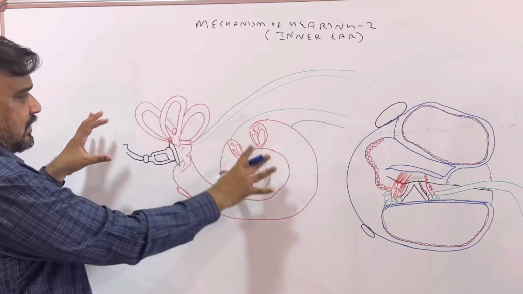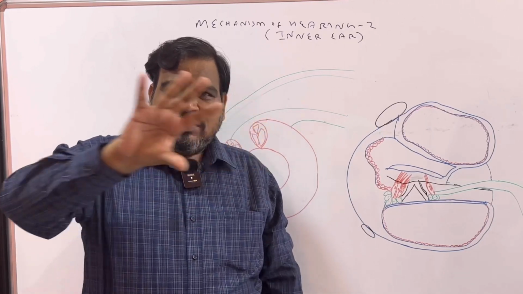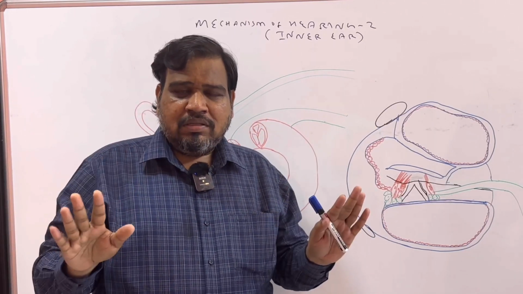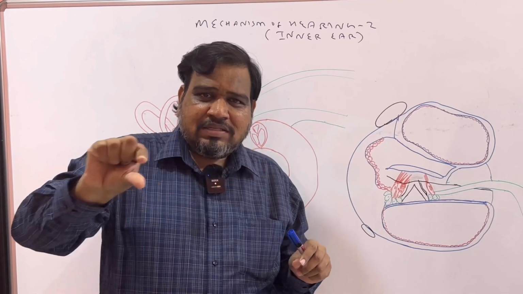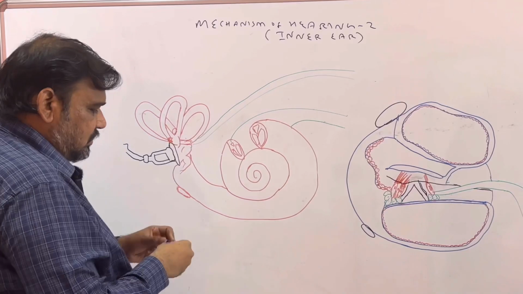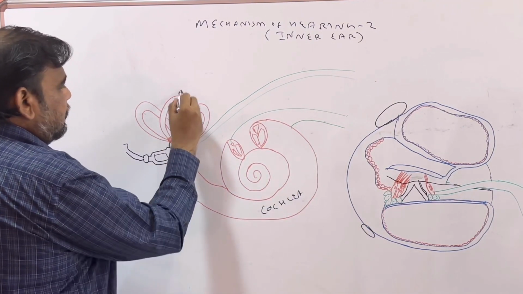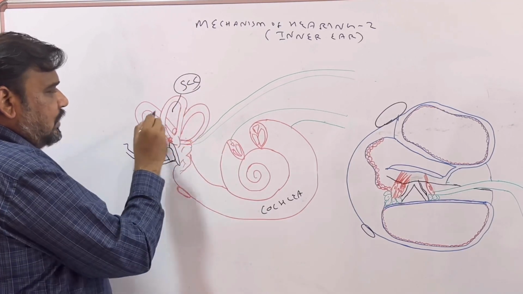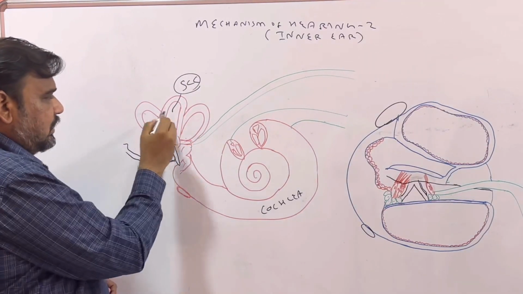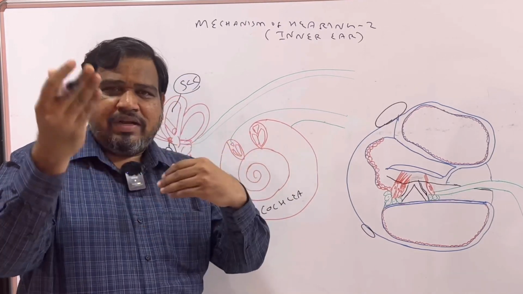Now you can see here the structure of the inner ear. In general, the inner ear is made up of the bony labyrinth. Within the bony labyrinth, there is a membranous labyrinth. This bony labyrinth includes the cochlea and the semicircular canals. We know there are 3 semicircular canals. You can see here 3 semicircular canals attached at right angles to each other, 90 degrees.